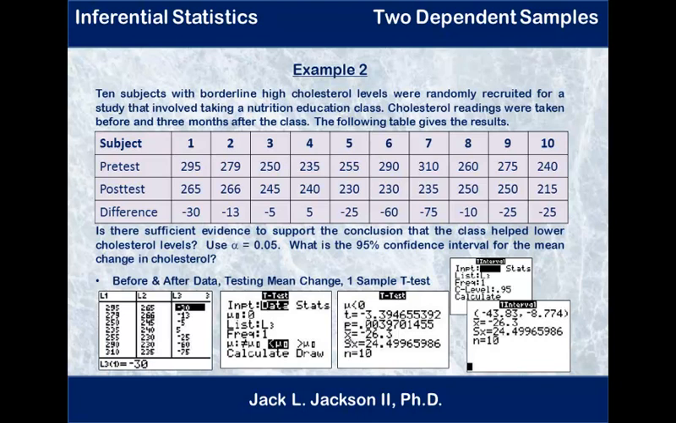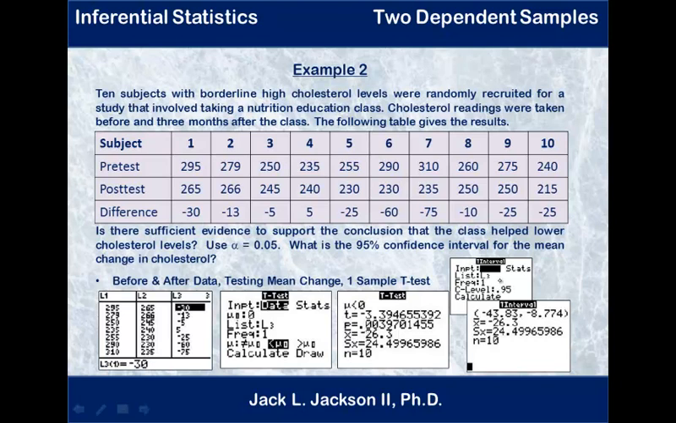Now if we want a t-interval, the confidence interval for how much did they lose, so far we just said that they lost some. We want to try to figure out what the average change was. Of course, the average difference is negative 26.3, so on average they lost 26.3, well, not pounds, this is a cholesterol level, 26.3 in their cholesterol rating.